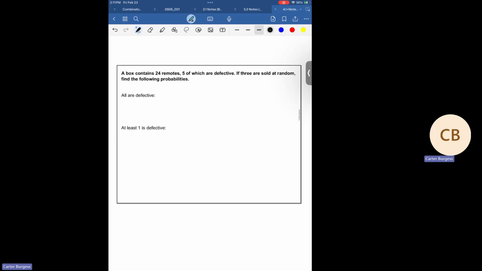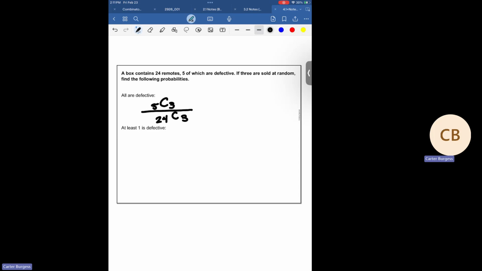Okay, let's take a look at our setup here. So what is our sample space size going to look like? So this is 24. And how many are we selling? 3. So 24 choose 3. Okay. If all of them are defective, how many options do I have for defective remotes to sell? I have 5 defective remotes that I could sell. And how many do I want to pick? I want to pick 3 of them.